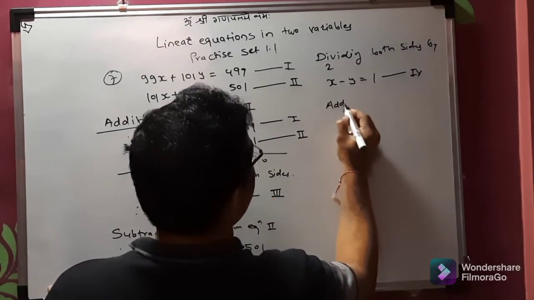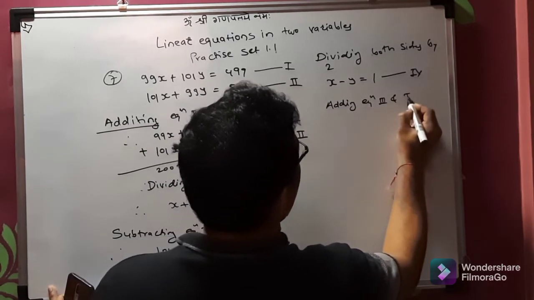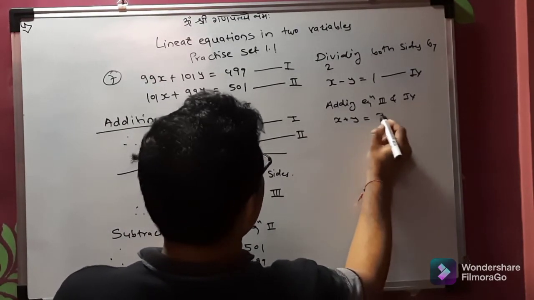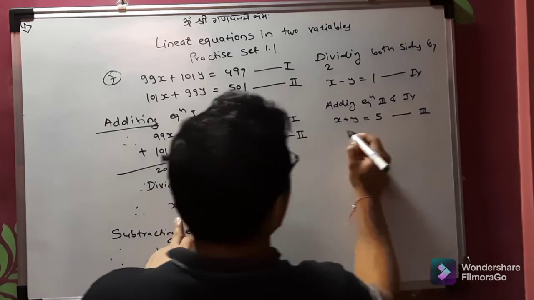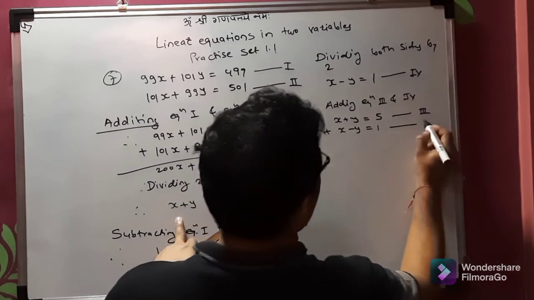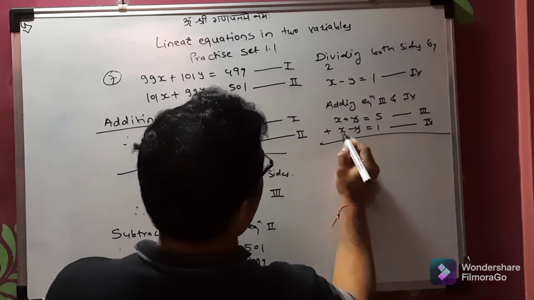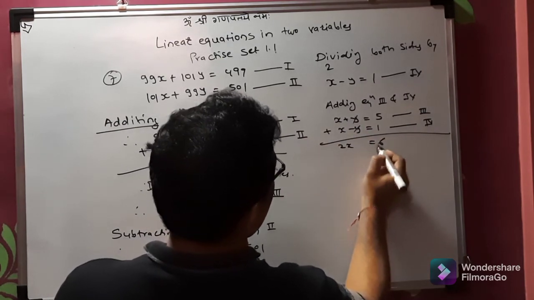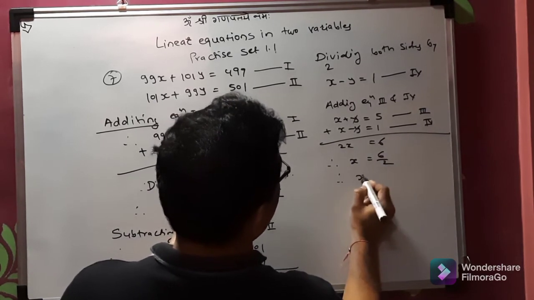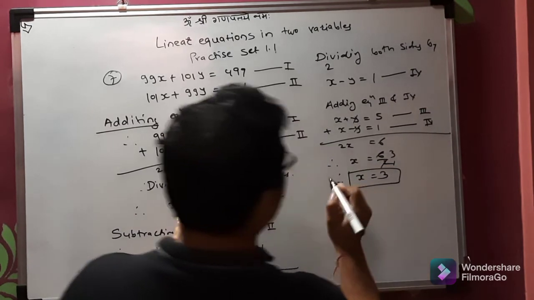Adding equation 3 and 4. This is equation number 3. x plus y is equal to 5. This is equation number 3. Plus x minus y is equal to 1. This is equation number 4. So this y will get cancelled. This is 2x is equal to 6. So x is equal to 6 upon 2. So x is equal to, 2 ones are 2, 2 threes are 6. This is x is equal to 3.